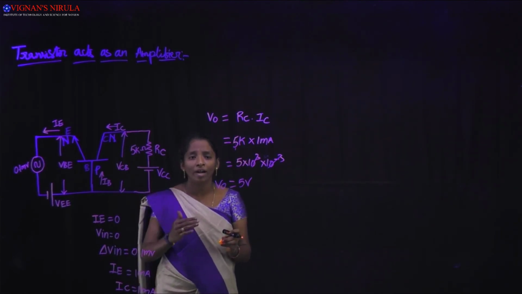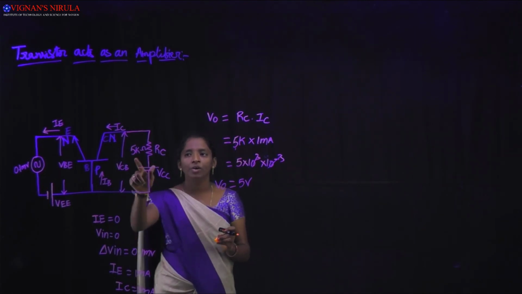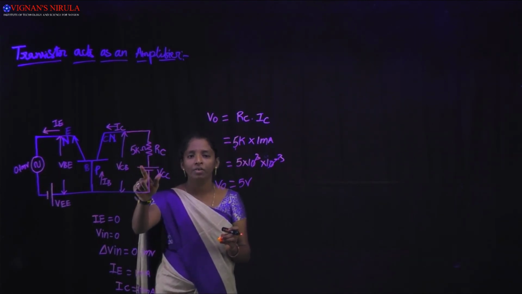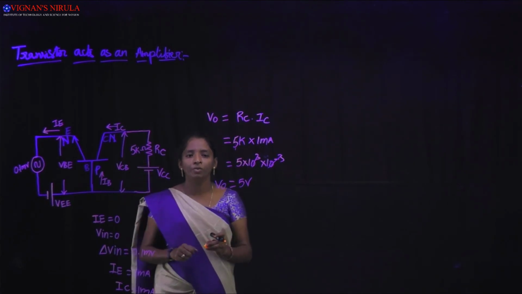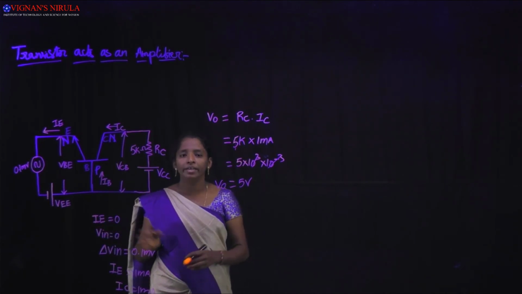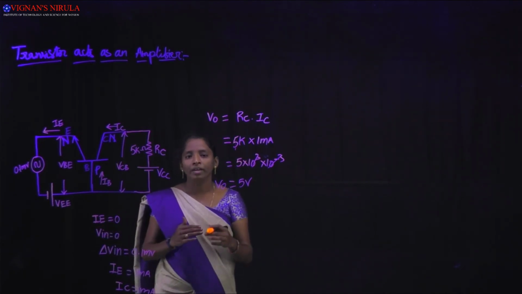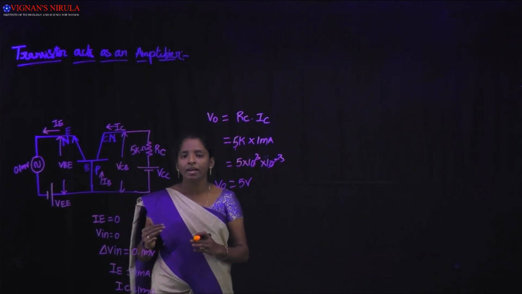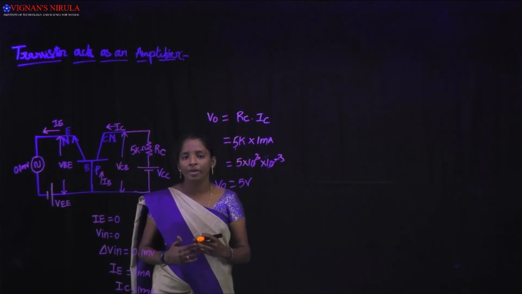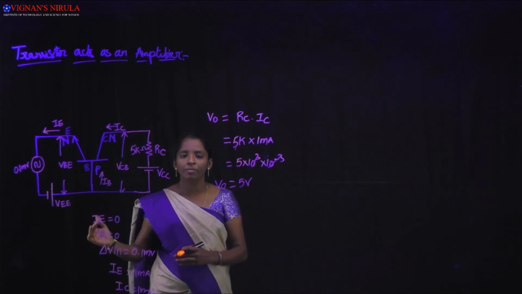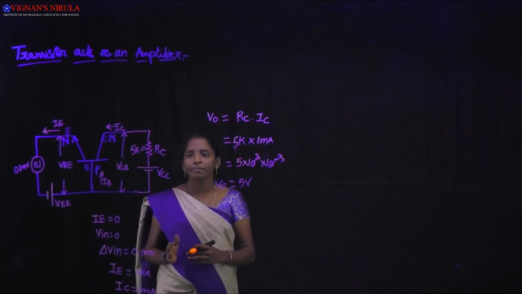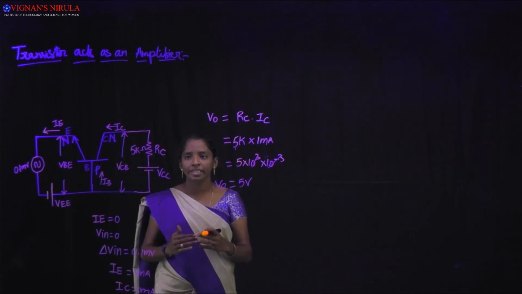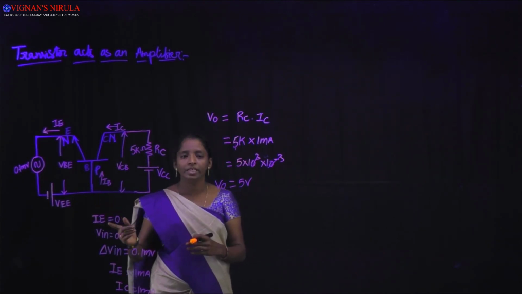That means if you want an output voltage of 5 volts, you have to connect the resistance accordingly. If you want 10 volts, you have to connect the resistance for that output voltage. These are the factors affecting the transistor as an amplifier. So for the transistor to work as an amplifier, we should provide two factors. One is that we should connect the transistor in active mode of operation. That means the emitter base junction must be forward biased and the collector base junction must be reverse biased. And another one is that the output resistance should be high and the input resistance should be low.